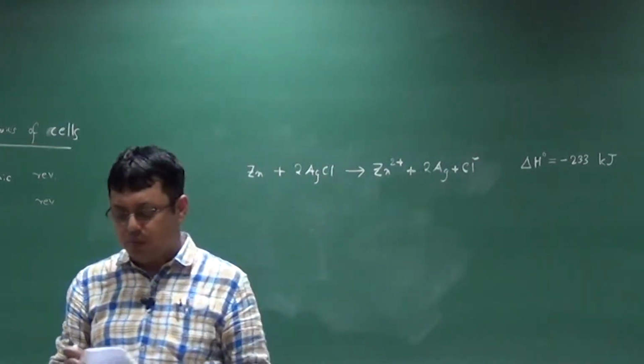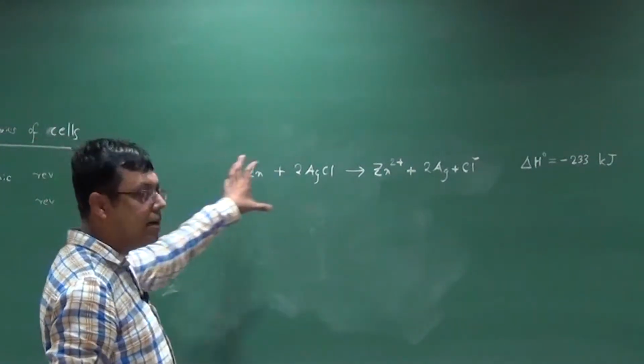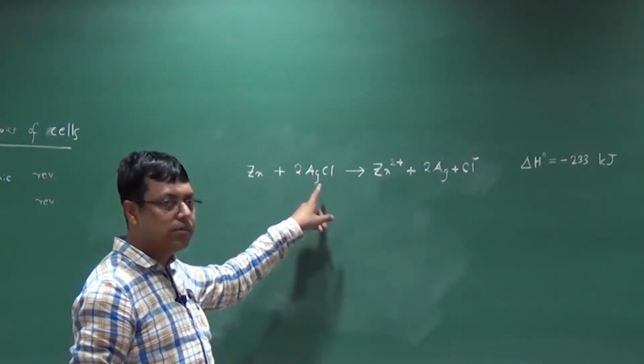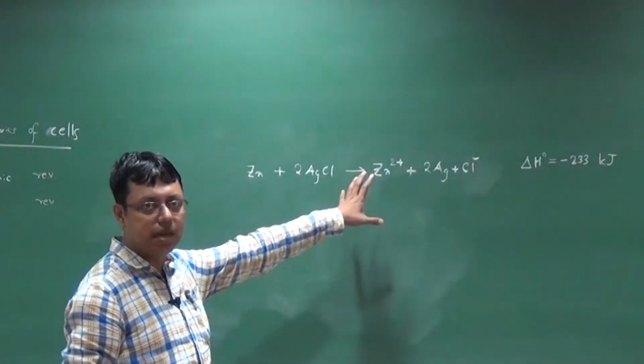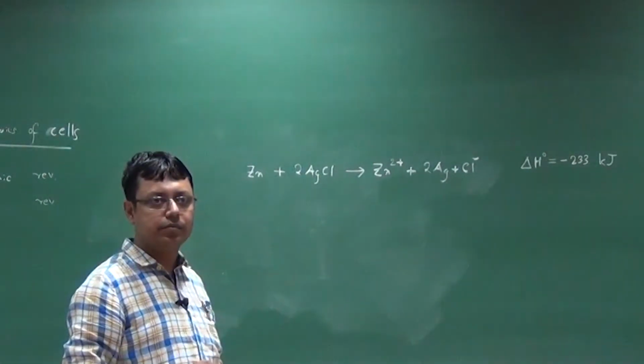Now how do you measure the 233? You can think of an experiment where I have the entire cell. Entire cell means I have two electrodes. One is zinc, one is basically silver, and this is the net reaction that is happening. And this thing I can dip in a calorimeter.